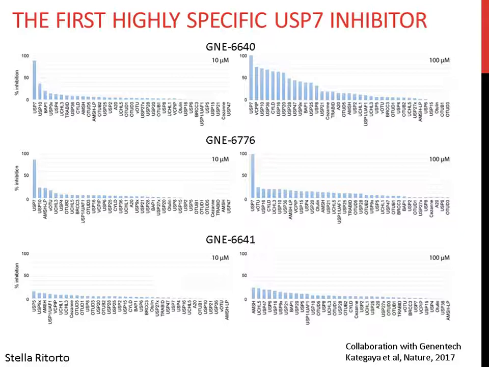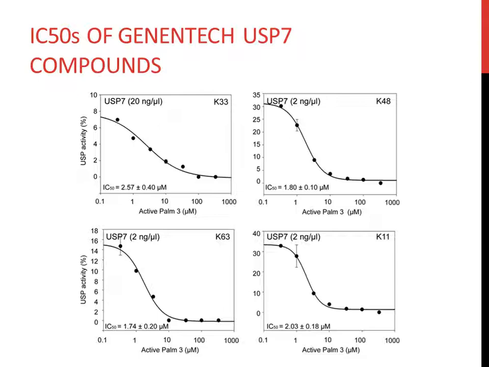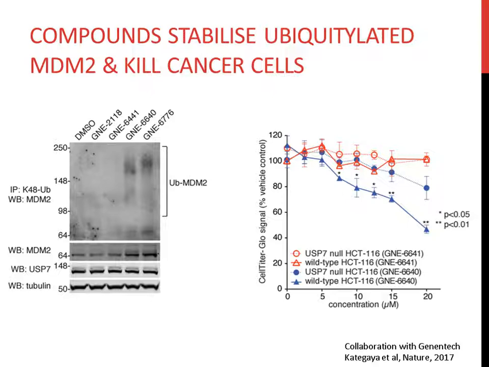We could then show that this USP7 inhibitor is inhibiting USP7 independent of what kind of chain linkages it sees. So we have about a 2 micromolar inhibition for USP7, and it doesn't matter what kind of chains you give to USP7. And what was really nice to see is that Genentech could go further, and it showed that these compounds now stabilize ubiquitylated MDM2 and thereby stabilize also p53, and this then kills the cancer cells, as you can see on the right-hand side. So this paper has just been published in Nature. If you want to have a read-through, it's very nice.